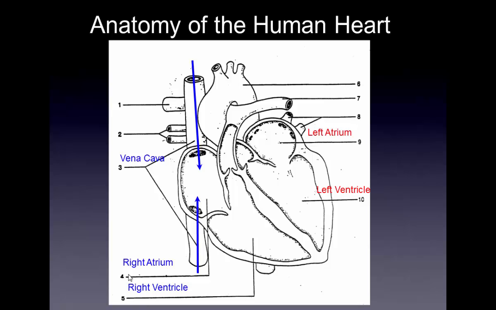All right. So that blood goes through the valve into the ventricle. It's getting pumped out. Where's this blood going? To the lungs. What's the word for lungs? Pulmonary. This is going away from the heart, so it's a pulmonary artery.